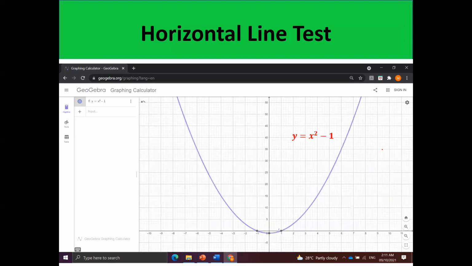Now let's have another example. So for example, we have the function y equals x squared minus 1. So this satisfies the vertical line test because this is a quadratic function. However, if we draw a horizontal line at this part of the graph, the horizontal line will cross at 2 points, which is more than 1 point. So which means that the function x squared minus 1 is not a one-to-one function.